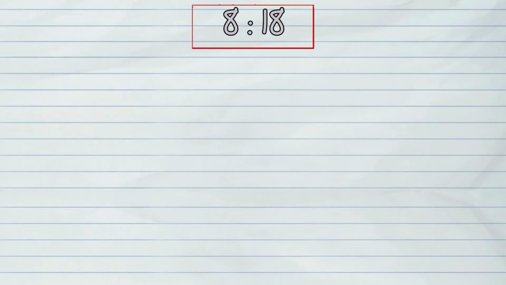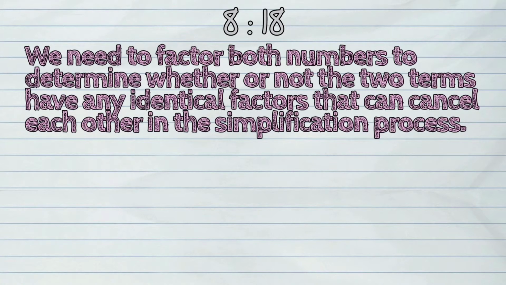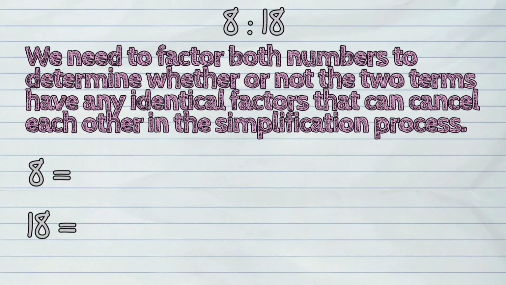So in our given example, the ratio can still be simplified to its lowest terms. We need to factor both numbers to determine whether or not the two terms have any identical factors that can cancel each other in the simplification process. Let us now factor the first term.